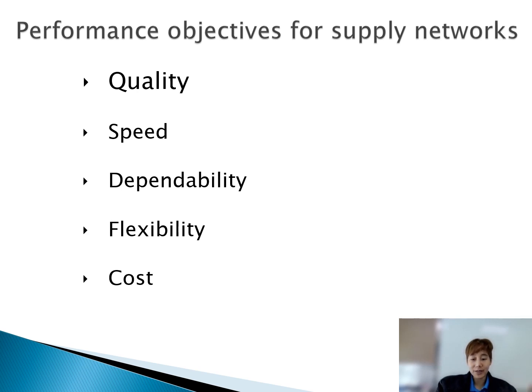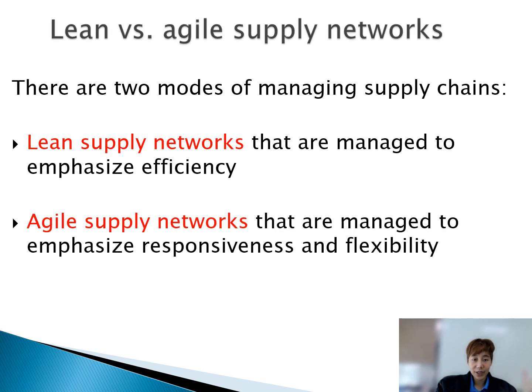If this supplier cannot be available for you to get some product or service, you still have another choice, because it's dependability. You don't need to rely on only one supplier. Okay? And lean versus agile supply network. These are important. Please remember, this may be in the exam.